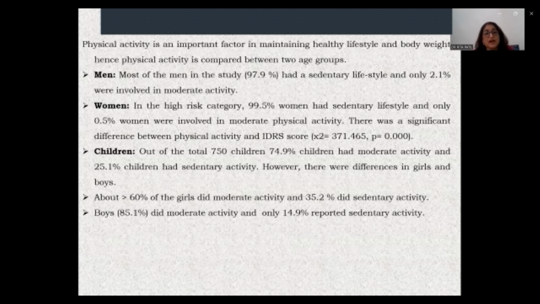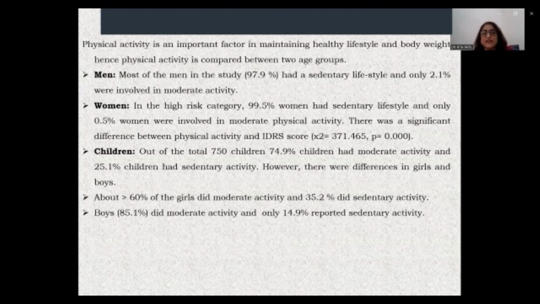In the women, in the high risk category, again almost all had a sedentary lifestyle, where only 0.5% were involved in moderate physical activity. Here, there was a significant difference between physical activity and IDRS score. This is between the two age groups.